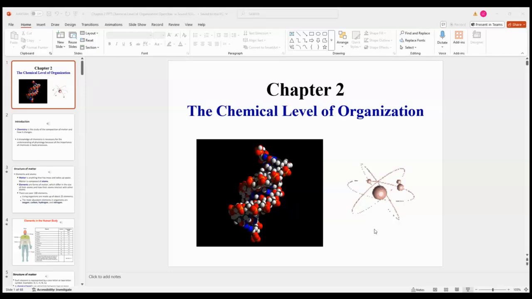Okay, what is chemistry? Study of composition of matter and how it changes. So what's meant by matter? Matter is anything that has mass and takes up space. So matter is just physical stuff. An example of something that is not matter is energy, because energy does not take up space. It doesn't have mass.